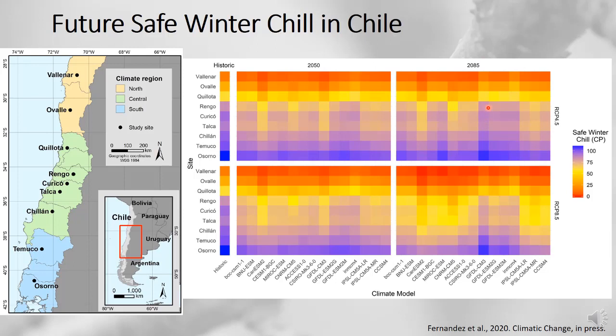This is for two RCPs again, 4.5 and 8.5, for these two points in time, and for a total of 15 climate models. So what we see here is a rough snapshot of what we can expect in terms of safe winter chill in the future for orchards in Chile. You could, of course, go into a lot more detail, but for a quick overview of the situation along the entire climate gradient, such a concise figure can be quite informative.